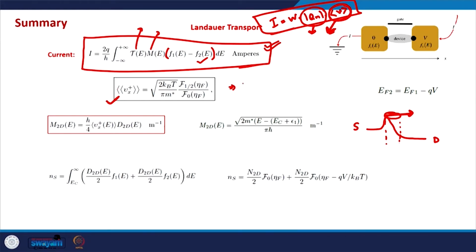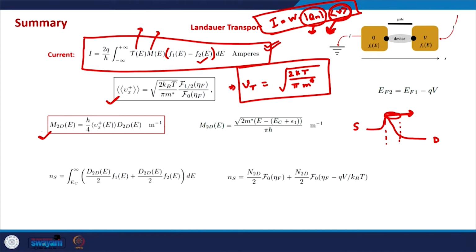which gives us the unidirectional thermal velocity of electrons to be square root of 2kT divided by pi m star, this value plays quite an important role, and we will see in our coming discussion that the average velocity right at the beginning of the channel or the top of the barrier is related with Vt intricately.